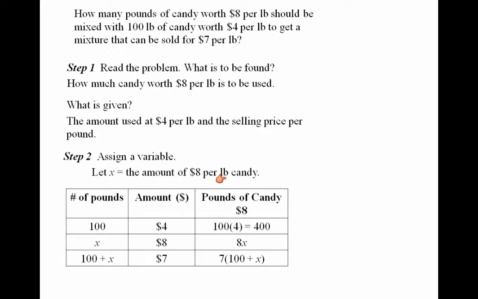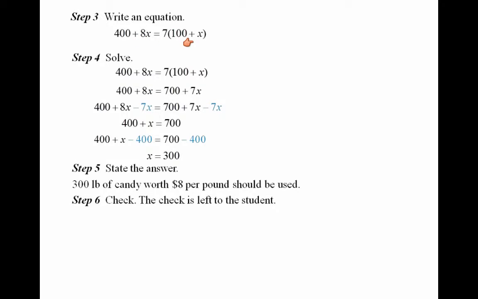So in this case, we want to let X equal the amount of $8 candy. You can consider the chart in this case. The amount here would be X for the $8 candy, and then 100 for the $4 candy. So together would be 100 plus X. Here we have the $4 candy would be 100 times 4, which is 400. Then here would be 8X, and 7 times (100 plus X). So we write the equation: 400 plus 8X must be equal to 7 times (100 plus X).